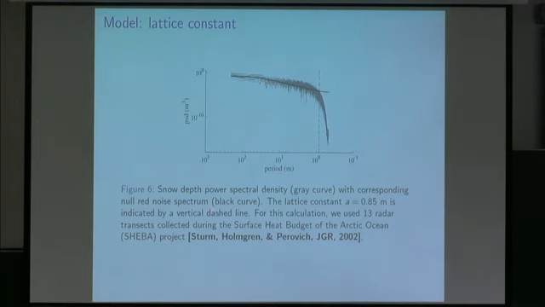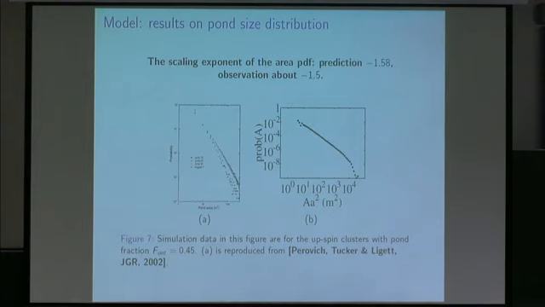You can see that the power spectral density follows the red noise up to a certain length scale. This length scale is taken as our lattice constant, our microscopic, namely the small scale, in our model. This lattice constant is found to be 0.85 meters. This is from the SHEBA project. With that in mind, we will finally produce predictions on these geometry characteristics.